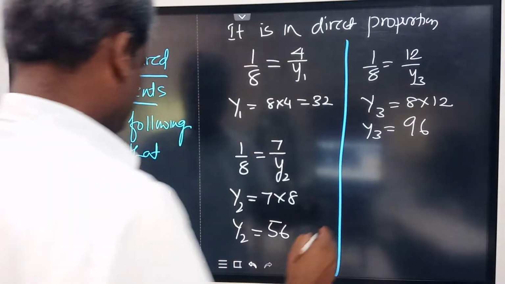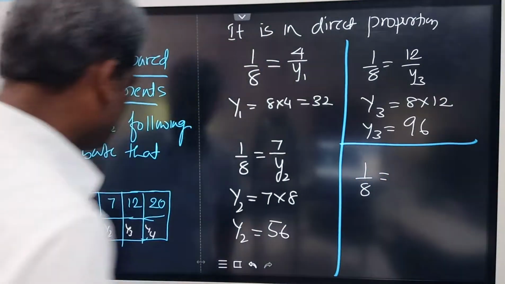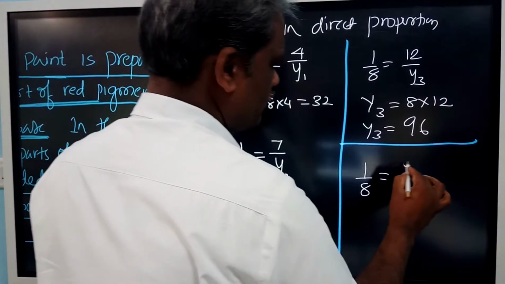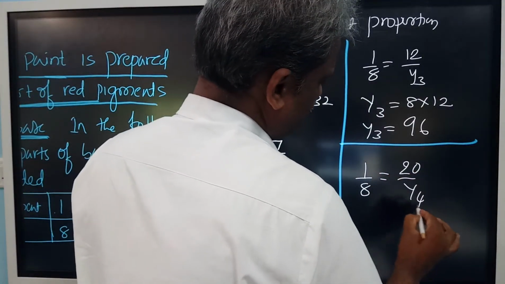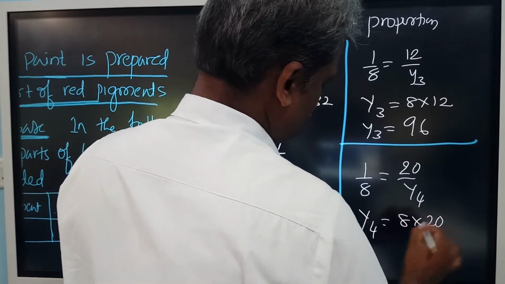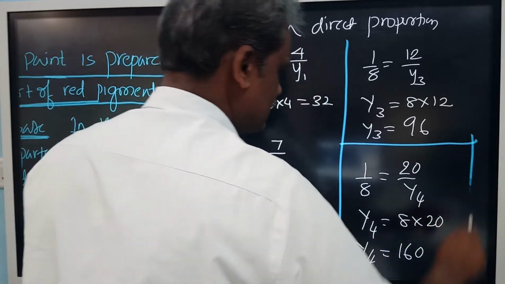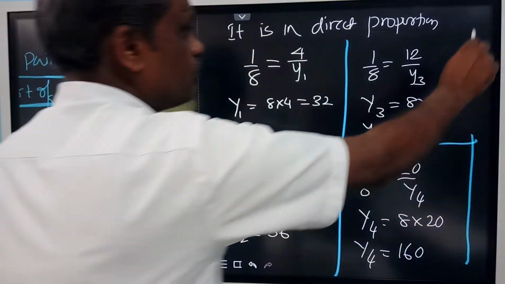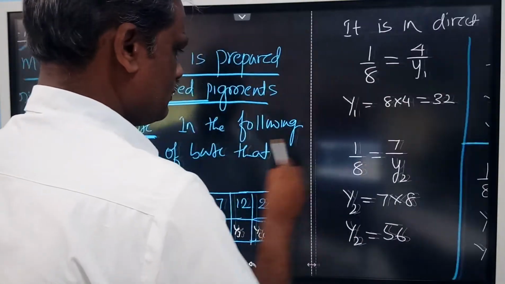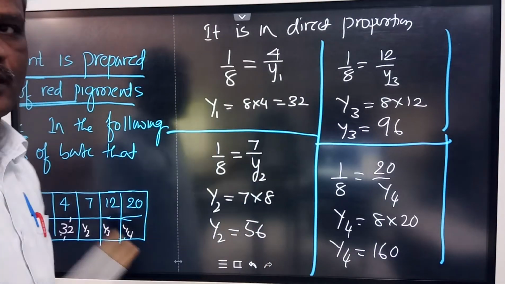Then y4: 1 by 8 is equal to 20 by y4. Cross multiply here, y4 is equal to 8 into 20, so y4 is equal to 160. So these are the values of y4, y3, y2 and y1.